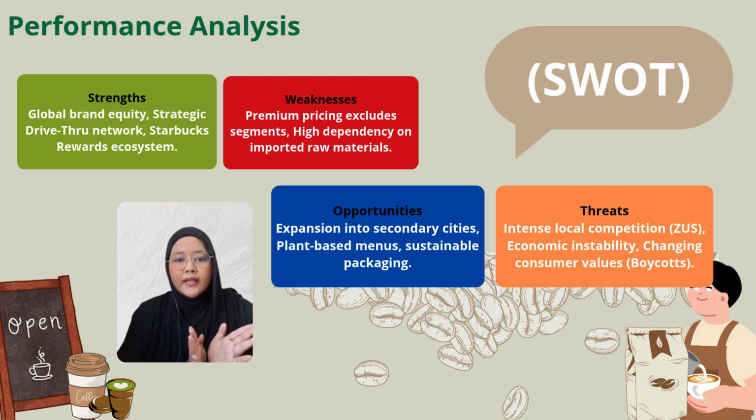The next section will focus on performance analysis. Here is the SWOT analysis for Starbucks. Their strength is global brand loyalty and many drive-thru locations. Their weakness is premium pricing, which is too expensive for some people. For opportunities, they can expand to smaller towns and introduce more brand-based drinks. However, they face threats from local rivals like Just Coffee and the ongoing consumer boycott.